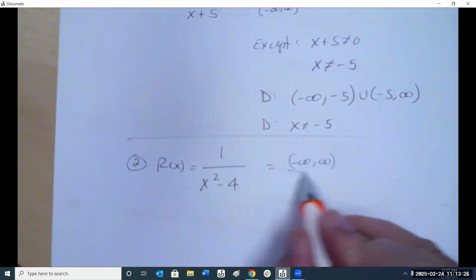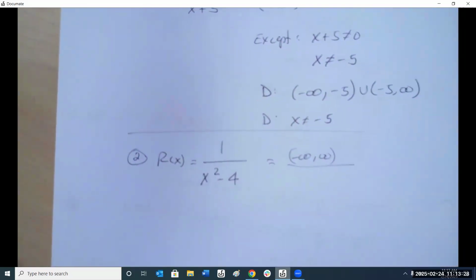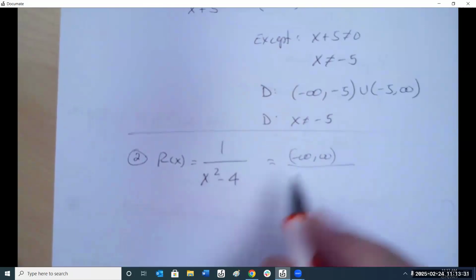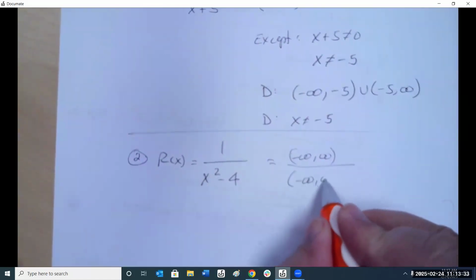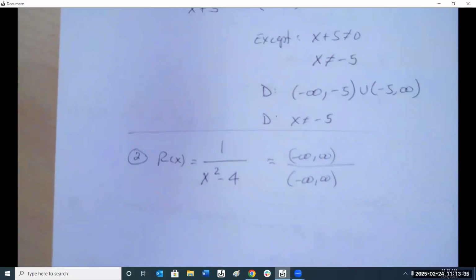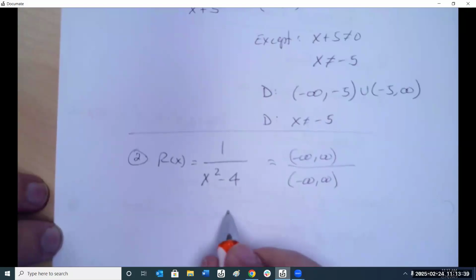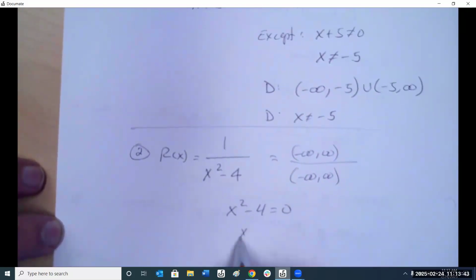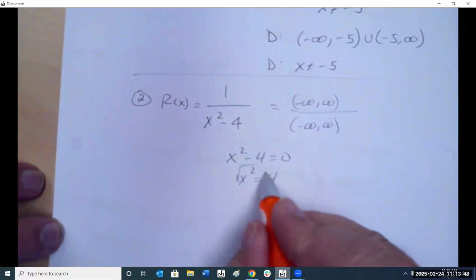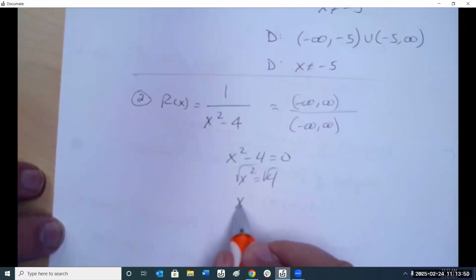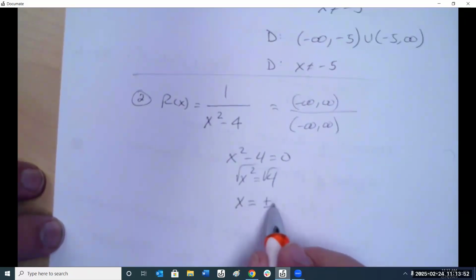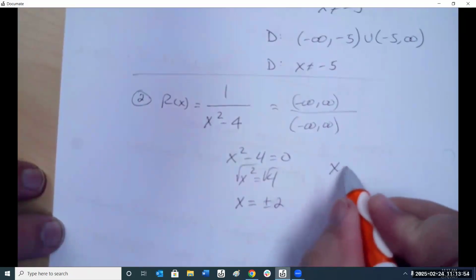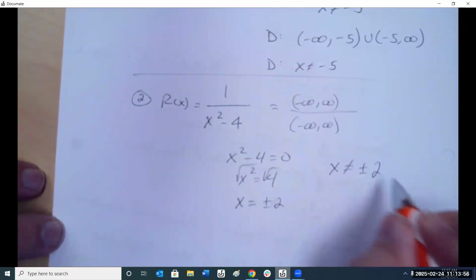So what's the domain on the bottom? Negative infinity, positive infinity. Yeah, it's a quadratic equation. So far we're going from negative infinity to positive infinity. It's the same on top and bottom. Now we've got to take the bottom, set it equal to 0. And if we square root both sides, what do we get? Plus or minus 2. So x cannot equal plus or minus 2.